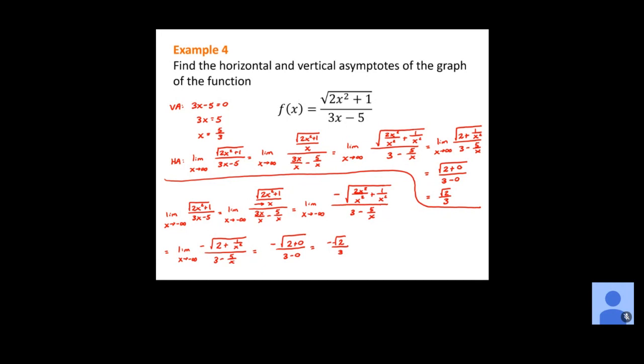So again, this is one of those cases where the limit as we approach negative infinity is different from the limit as x approaches positive infinity. It's because of that square root. When we move the x inside, we have to keep the negative on the outside of the square root here. Any questions on that one?